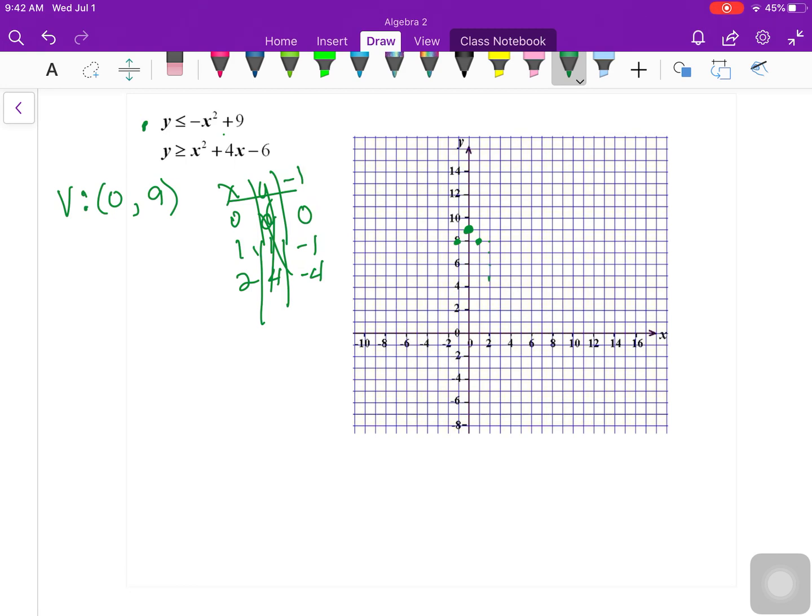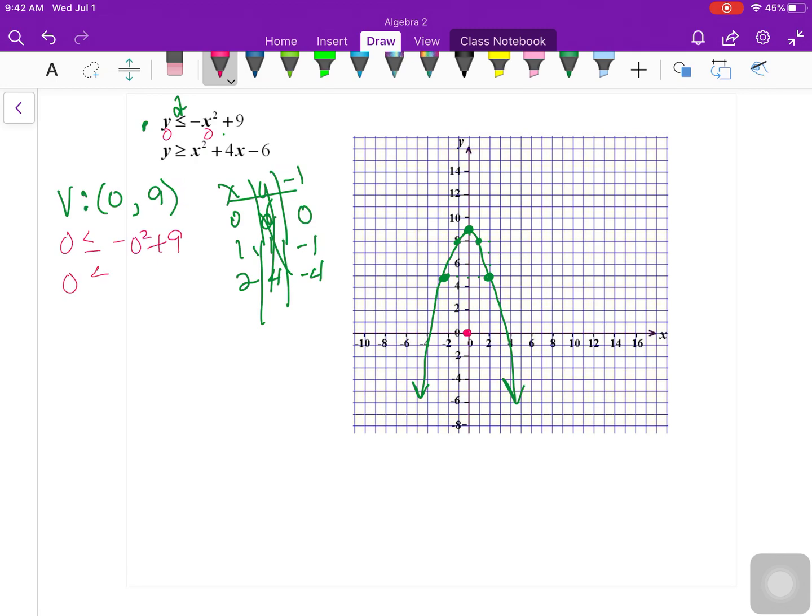So 1, negative 1, symmetrically 2, negative 4, symmetrically. It has an equal bar, so it is a solid parabola. Again, I see 0, 0 inside that parabola, so I'm going to put 0 in those two places.